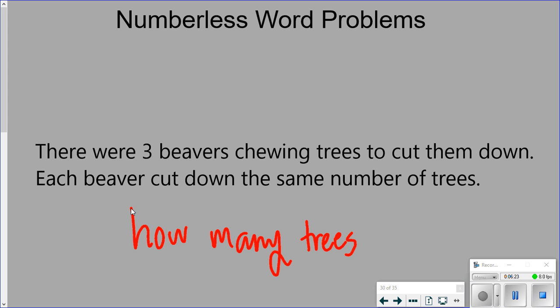Are we talking like a whole forest? Or are we talking about 2? Because that's going to change what happens, right? If 3 beavers are chewing 2 trees, is that going to be a problem? Yes. Maybe. If 3 beavers are chewing 2 million trees, is that going to be a problem? Yes. So my problem is going to change in terms of how big of a problem it is, depending on this how many trees situation.